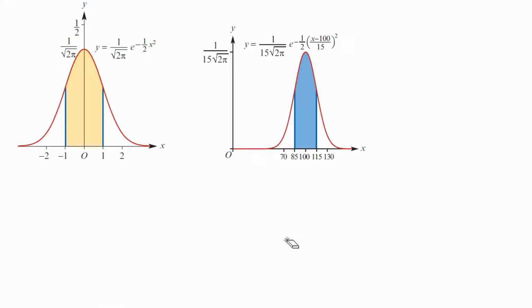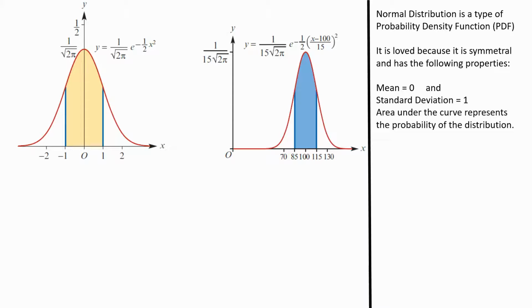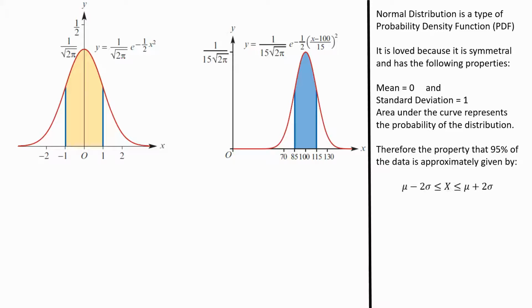Okay, so having said that, I tried to summarize. So normal distribution is a type of probability density function. We love it. It's symmetrical. It has a mean of 0, standard deviation of 1. Area under the curve represents the probability of distribution. It's all great. Therefore, everything that I've taught you, in terms of 95% of the data, it is 2 standard deviations above or below the mean.